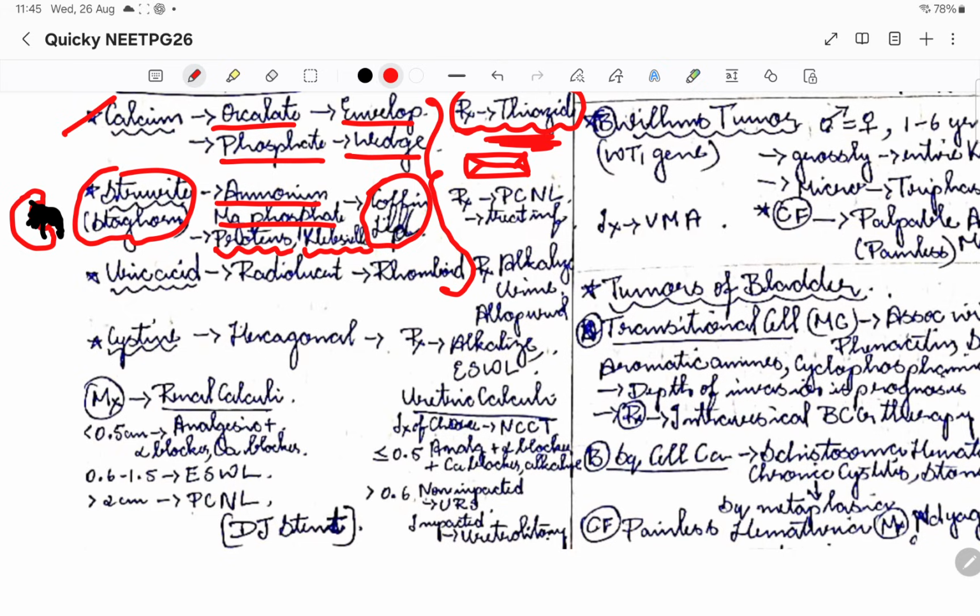Okay, so how do we manage? Basically the entire pelvis is involved here, so that is why we are going to do percutaneous nephrolithotomy and then treat the infection, because Proteus infection might be there.